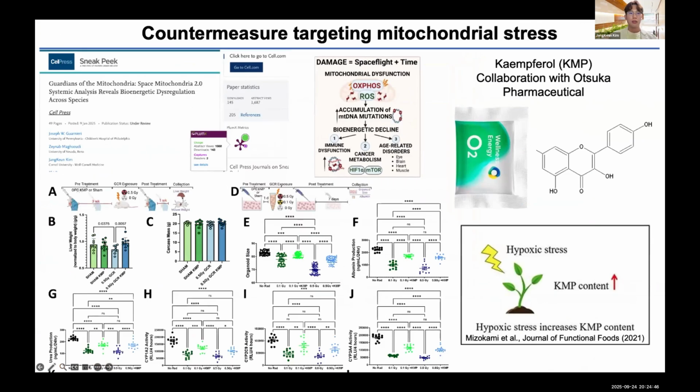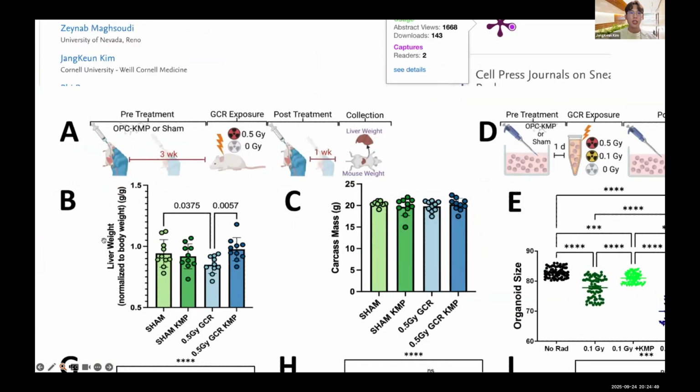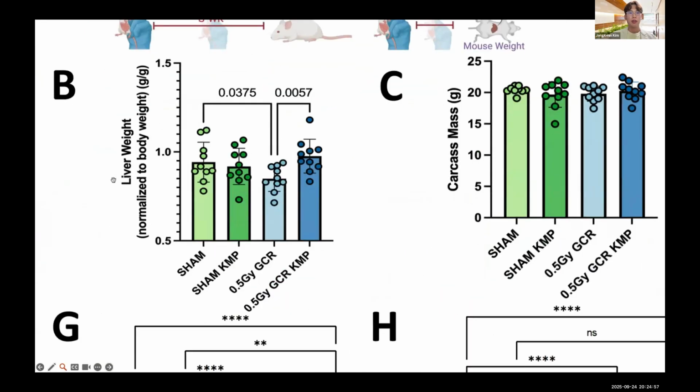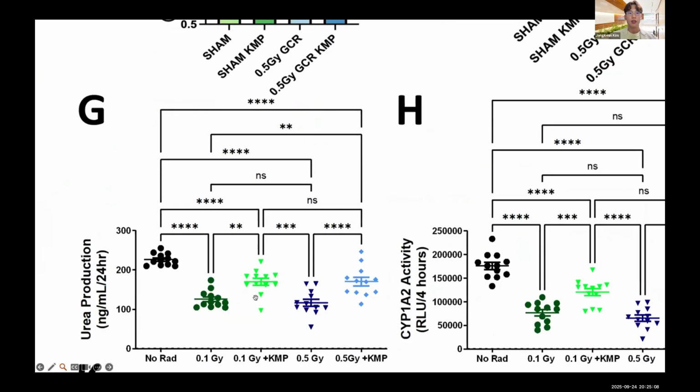In one of the validation studies, we used kaempferol in a mouse model and an organoid model under radiation perturbation. For example, the liver weight is decreased after simulated galactic cosmic rays, but after treatment with kaempferol, it recovered. Some of the functional markers of liver function, such as urea production or some protein activity, decreased after radiation, but after KMP, the kaempferol treatment, they were rescued. Same for the high dose.